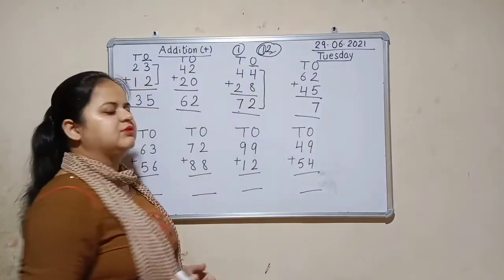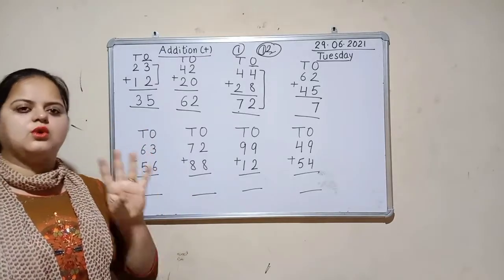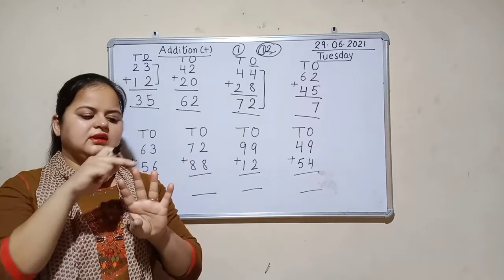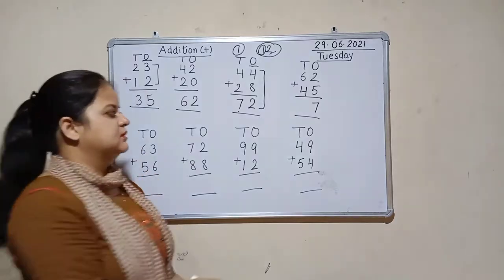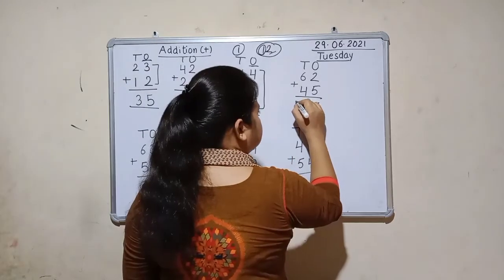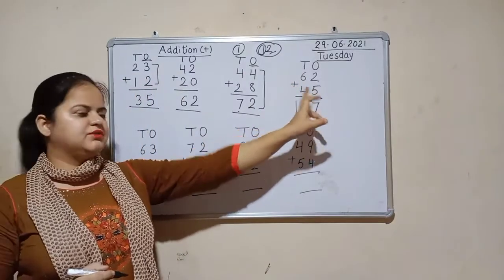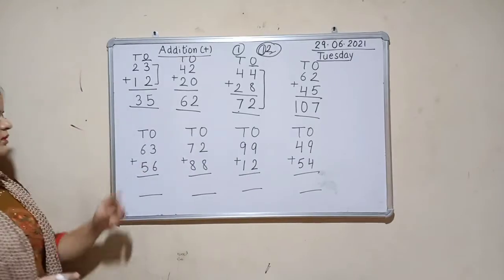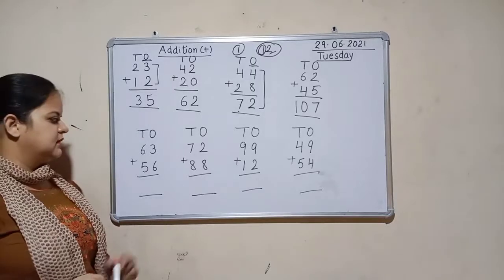Okay, 6 and 4. Keep 6 in mind and 4 on fingers. 6, 7, 8, 9, 10. 6 and 4, 10. 62 plus 45, 107.